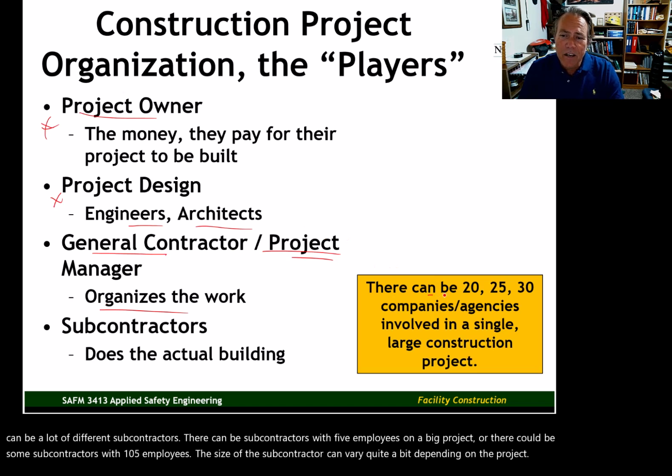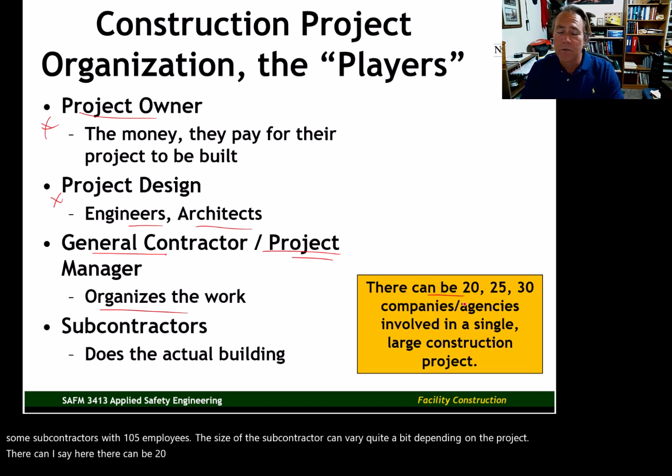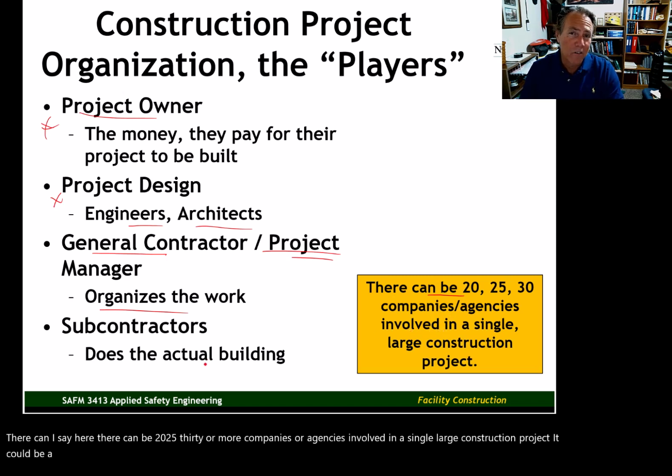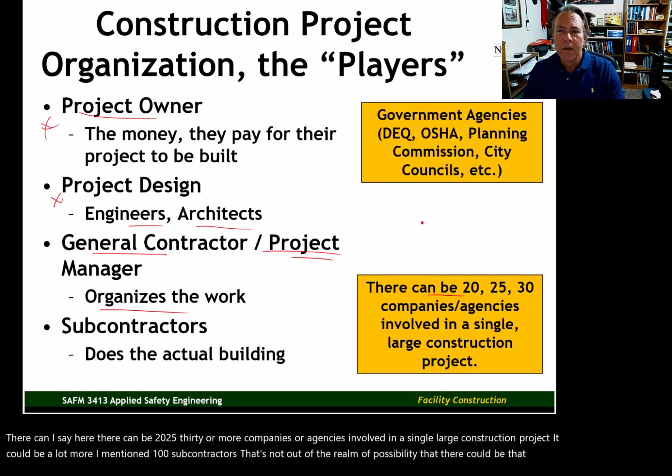There can be 20, 25, 30 or more companies or agencies involved in a single large construction project. It could be a lot more. I mentioned 100 subcontractors. That's not out of the realm of possibility that there could be that many subcontractors.